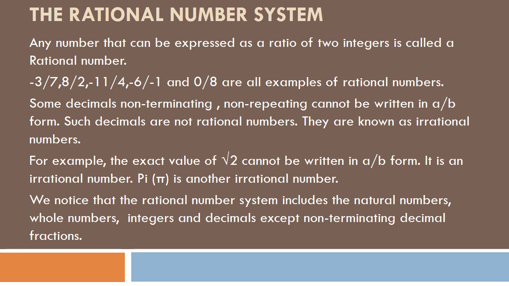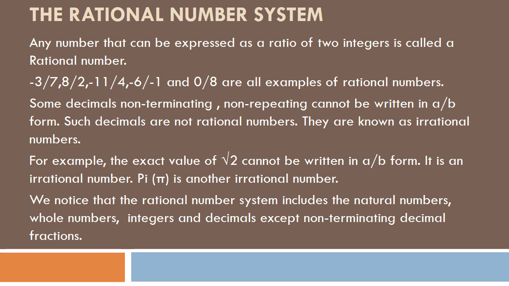The rational number system. Any number that can be expressed as a ratio of two integers is called a rational number. For example, -3/7, 8/2, -11/4, -6/-1 and 0/-8 all are examples of rational numbers.